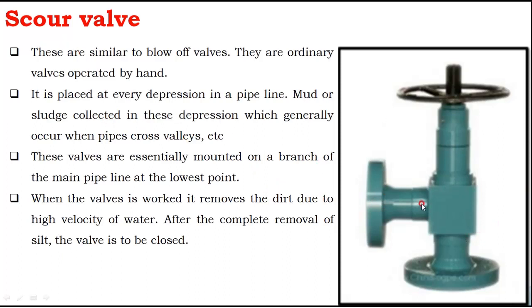You can ask a question, sir, why can't we use a normal valve here? Why do we call it a scour valve? Because when that huge amount of mud and slurry or sludge comes, it will damage your accessories and your pipe system. Therefore we have to use a scour valve. It is so designed that when muddy water or sludge water comes out with high pressure, it won't get damaged easily. Therefore we use scour valves.